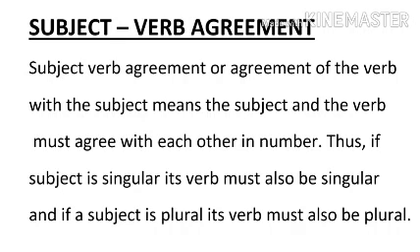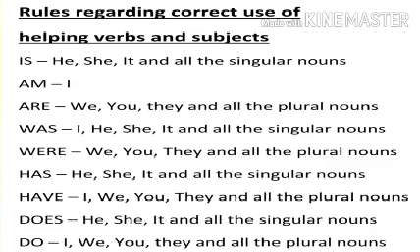Subject-verb agreement, or agreement of the verb with the subject, means the subject and the verb must agree with each other in number. Thus, if the subject is singular, its verb must also be singular, and if a subject is plural, its verb must also be plural. This is subject-verb agreement. Let's see rules regarding correct use of helping verbs and subjects.